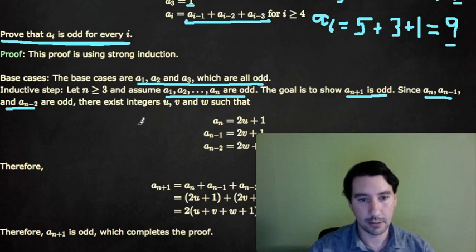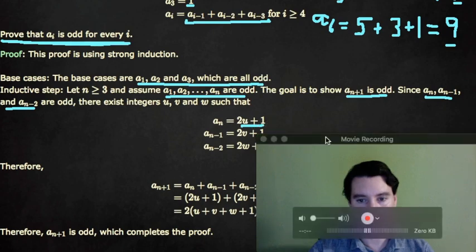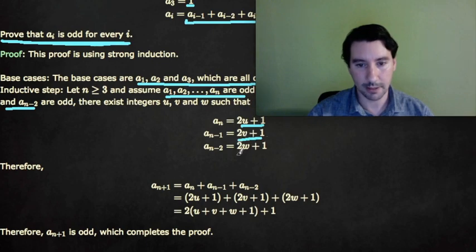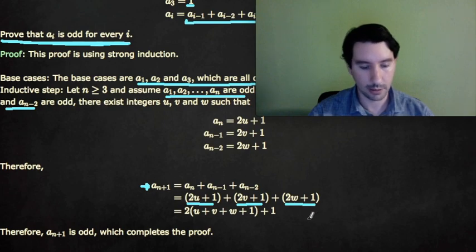And since they're odd, that means there exist integers u, v, and w, such that An is 2u plus 1, An minus 1 would be 2v plus 1, and An minus 2 is 2w plus 1 for some integers u, v, and w. So An plus 1, which by definition is An plus An minus 1 plus An minus 2, is 2u plus 1 plus 2v plus 1 plus 2w plus 1. And that can be rearranged to 2 times the quantity u plus v plus w plus 1, all plus 1, which is 2 times something.